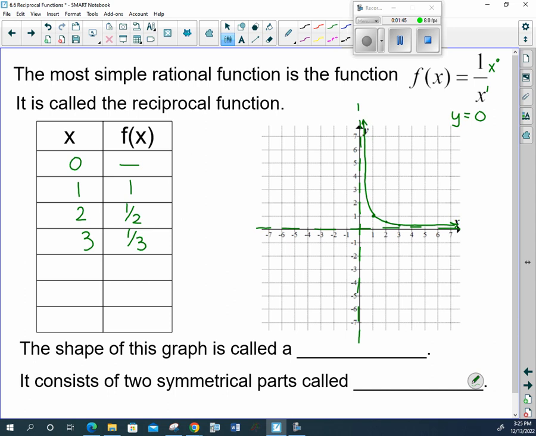And then we just need to figure out the other branch. Well, if you pick -1, -1 divided by -1 is -1. So we can tell that this branch comes over here, and it will do the same thing. And so here's our two branches. The shape of this graph is called a hyperbola. That's a new word. And the symmetrical parts are called branches. I've been using that word all along, so we know branches.